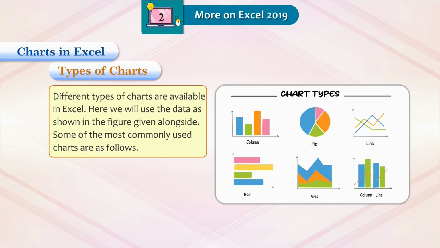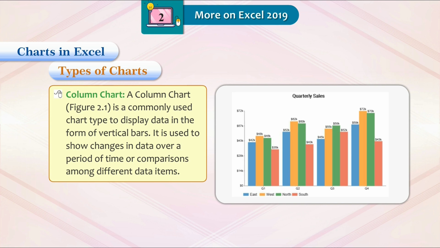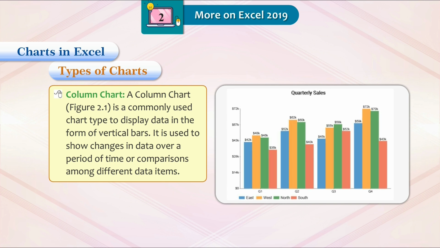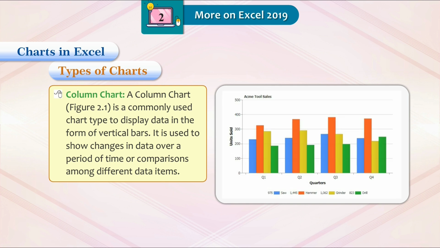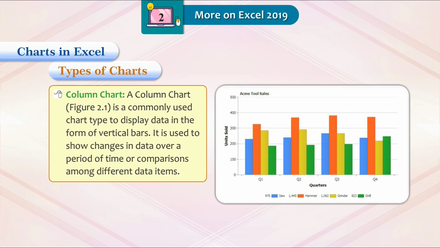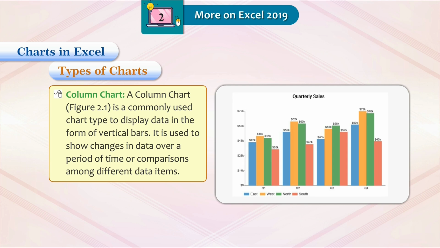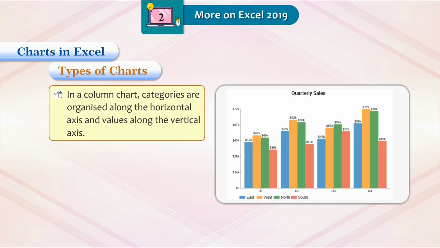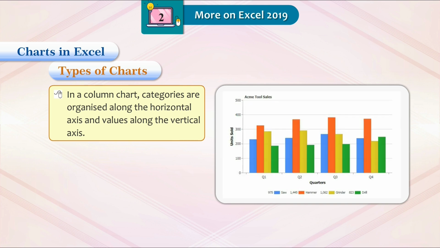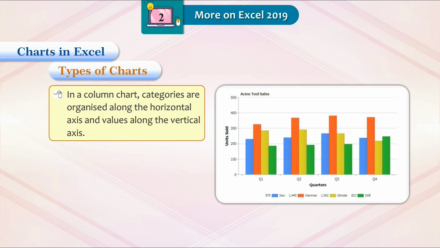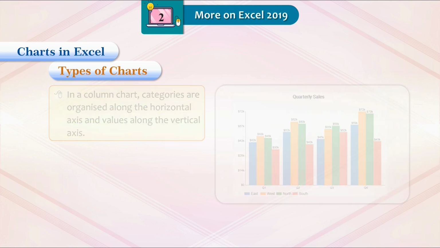Some of the most commonly used charts are as follows. Column chart. A column chart, referred to figure 2.1, is a commonly used chart type to display data in the form of vertical bars. It is used to show changes in data over a period of time or comparisons among different data items. In a column chart, categories are organized along the horizontal axis and values along the vertical axis.